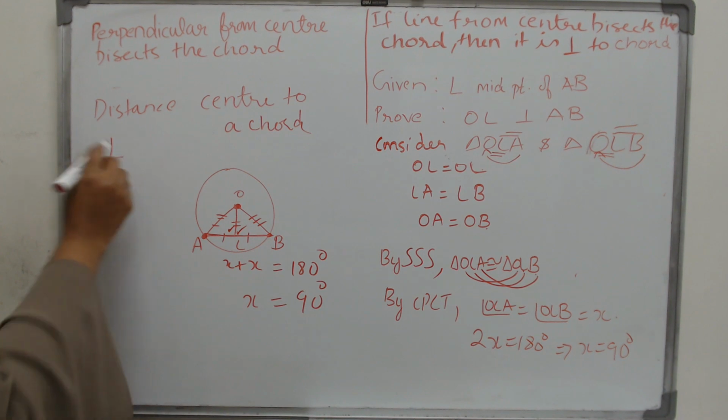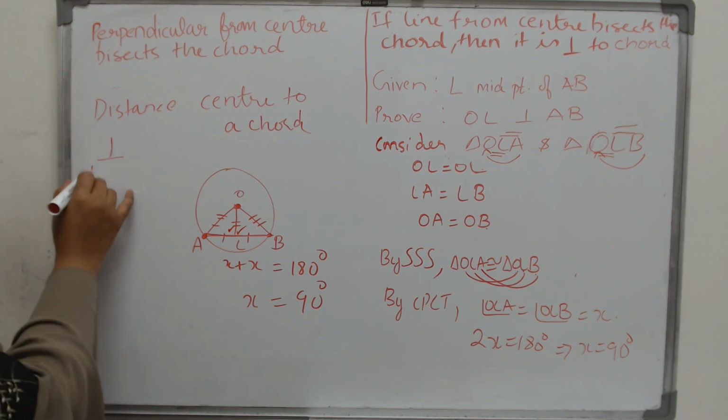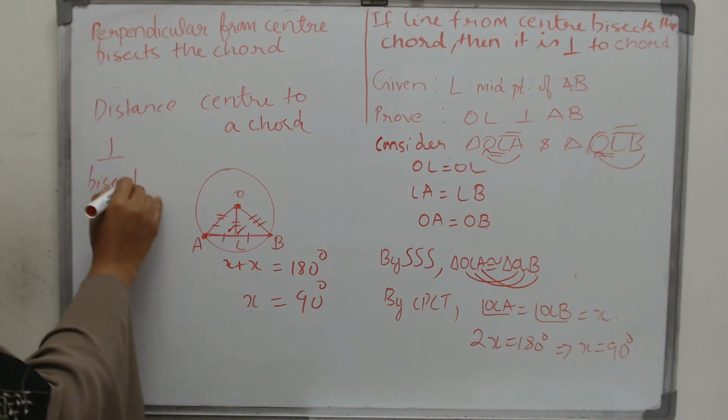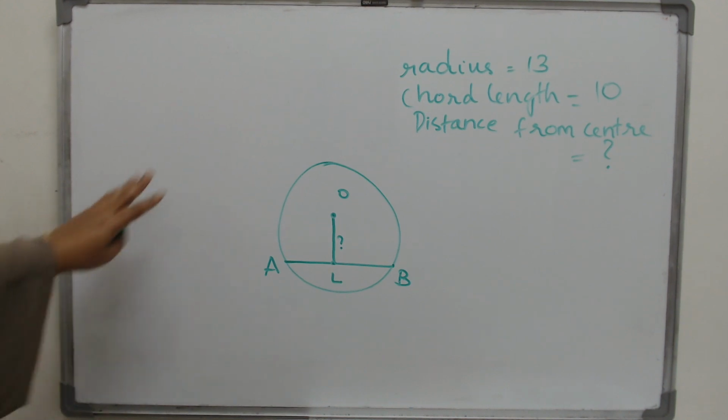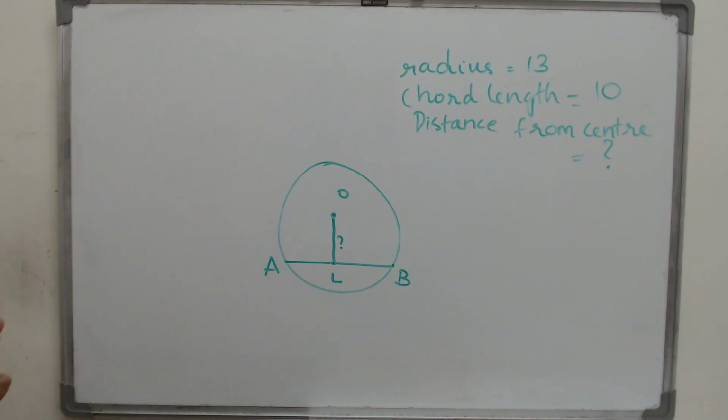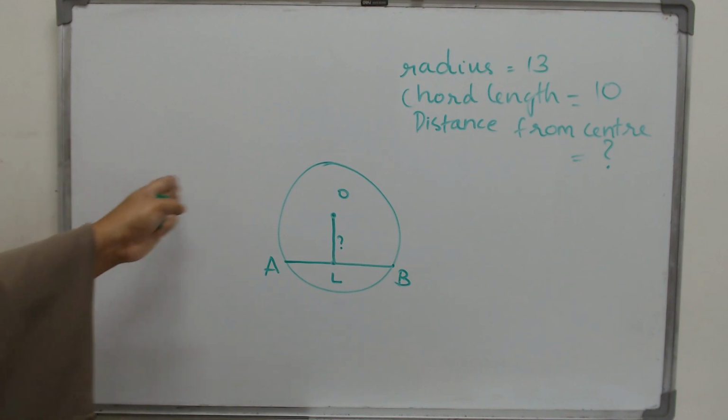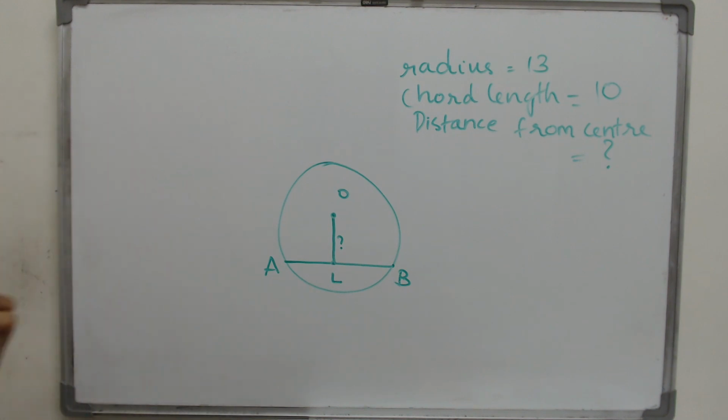It means that it will be perpendicular. It means that it does bisect. Now before we go on to our question answers, please look at this very simple question. Now we are going to do the same routine throughout for every question.